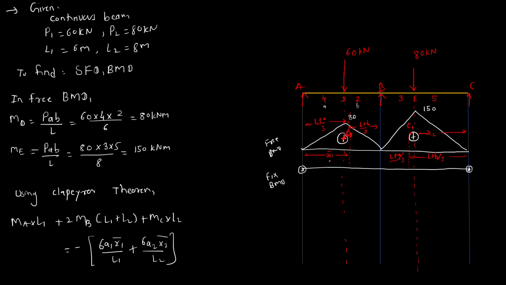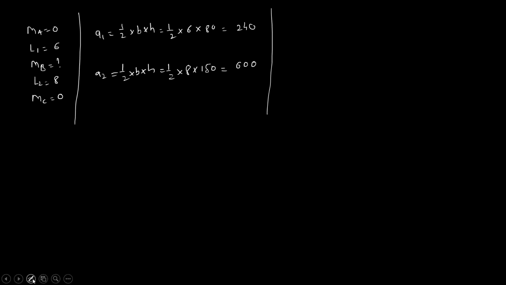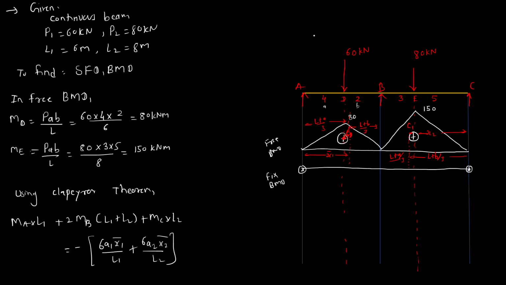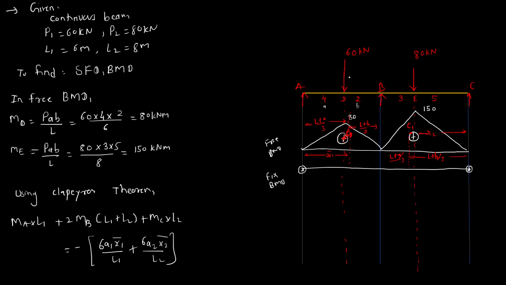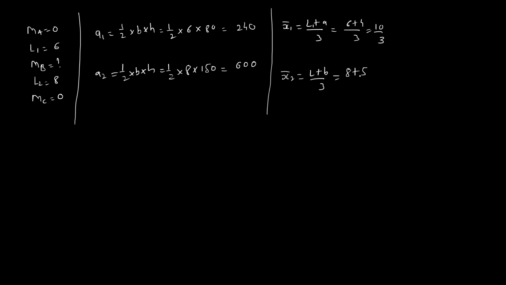Now coming back here, in the first case x1 bar is equal to L plus A by 3, where L is L1. So we take the first case: 6 plus 4 by 3, that is 10 by 3. Similarly, x2 bar is L plus B by 3. In the second case, L is 8, B is 5, so 8 plus 5 by 3, that is 13 by 3. So this is x1 bar and x2 bar. Now substitute all values.